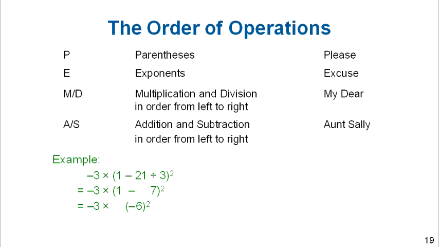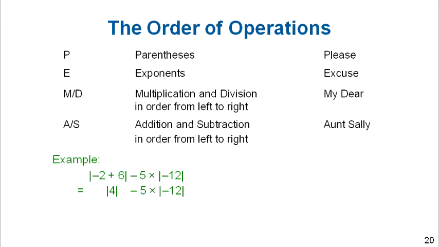Next, we can say that 1 minus 7 is equal to negative 6. And now we can move on to exponents because the expression in the parentheses cannot be simplified any further. Note that negative 6 squared is equal to negative 6 times negative 6, or 36. And finally, since negative 3 times 36 is equal to negative 108, we can say that the answer to this question is negative 108.